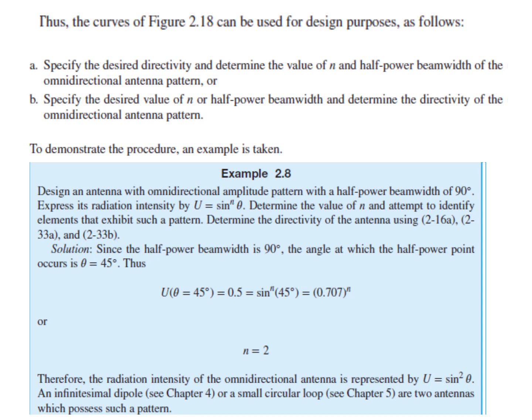Half power point means that at that point the value of radiation intensity will become equal to 0.5. Putting the values, 0.5 is equal to sin 45 degrees, which is 0.707, raised to the power n. If we solve this equation for n, we get n equal to 2. So the radiation intensity of the omnidirectional antenna is U equal to sin square theta, and this is the radiation pattern of the infinitesimal dipole or a small circular loop antenna, which will be discussed in chapter 4 and 5 respectively.